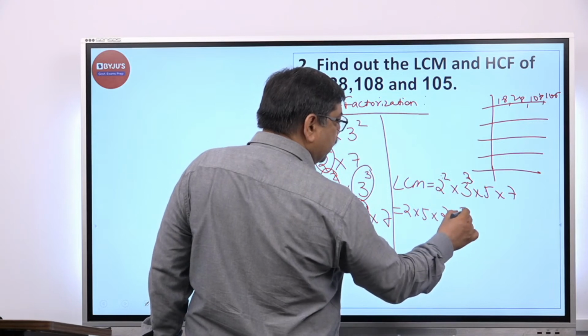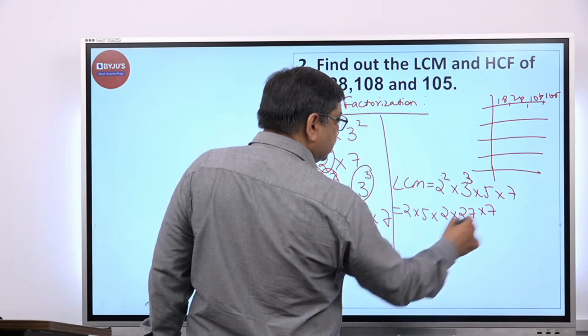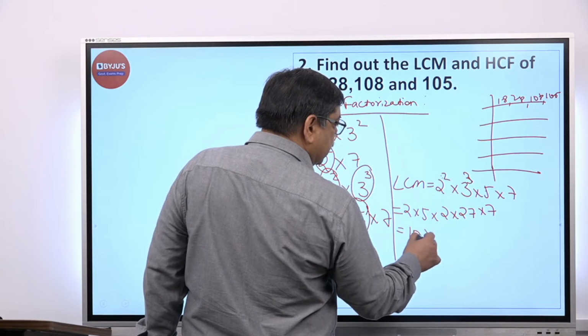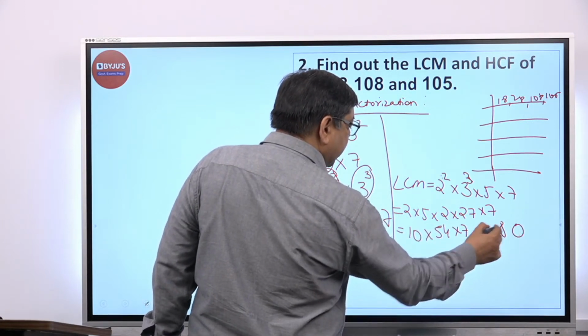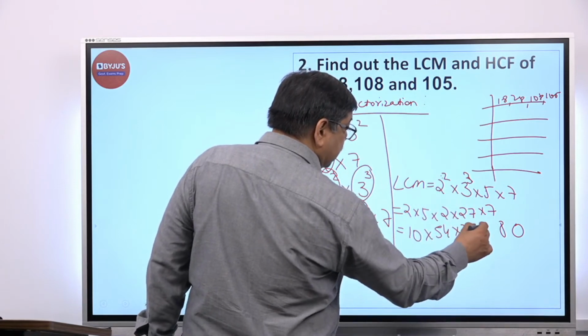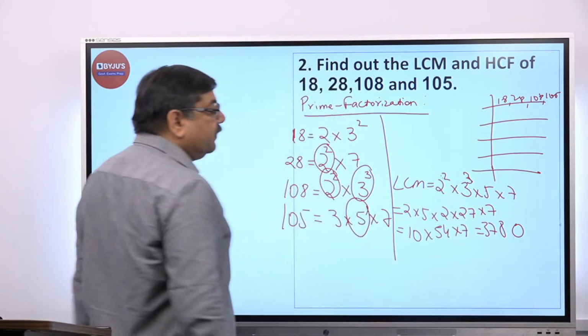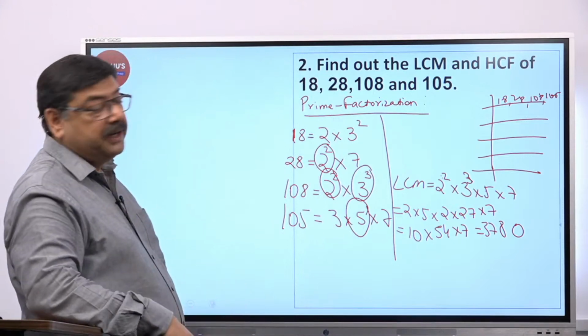Okay, 3 cube is what? 27 into 7. So this is 10 into 54 into 7. So a 0 here, 7 4's are 28, 7 5's are 35, 37. Alright, so 3780 is the LCM.